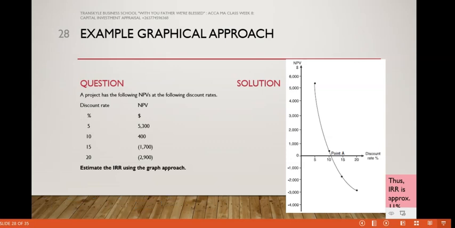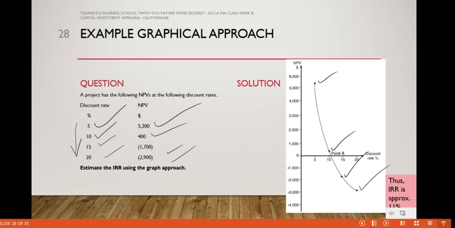When, for example, we are given a project's NPV at various percentages. If the cost of capital is 5%, the NPV is 5.3. So you can see on the graph on the right side that the NPV of 5.3 is this one, and then at a discount rate of 10%, the NPV becomes 400. And then at 15%, you can see that the higher the discount rate, the lower the NPV. So at 15%, the NPV is negative and is far lower at the higher percentage of 20%.